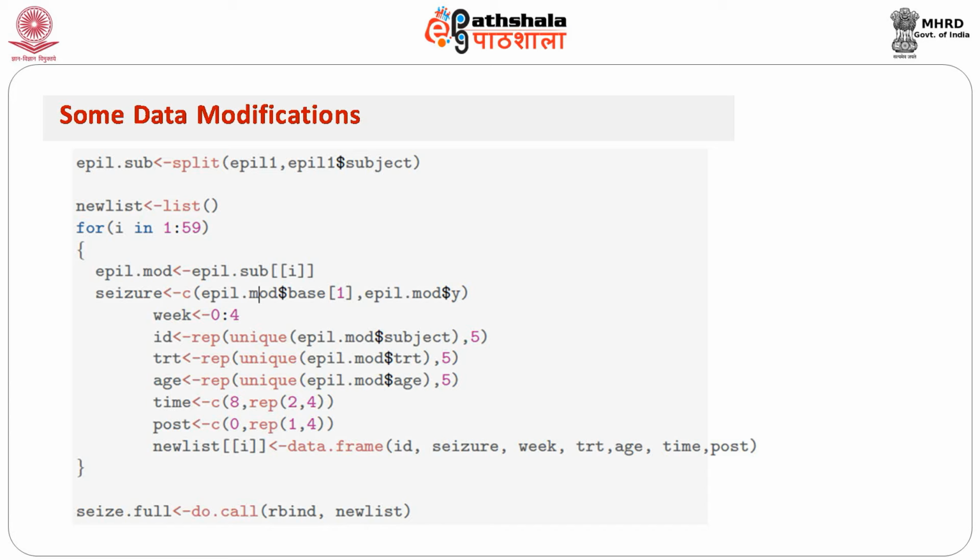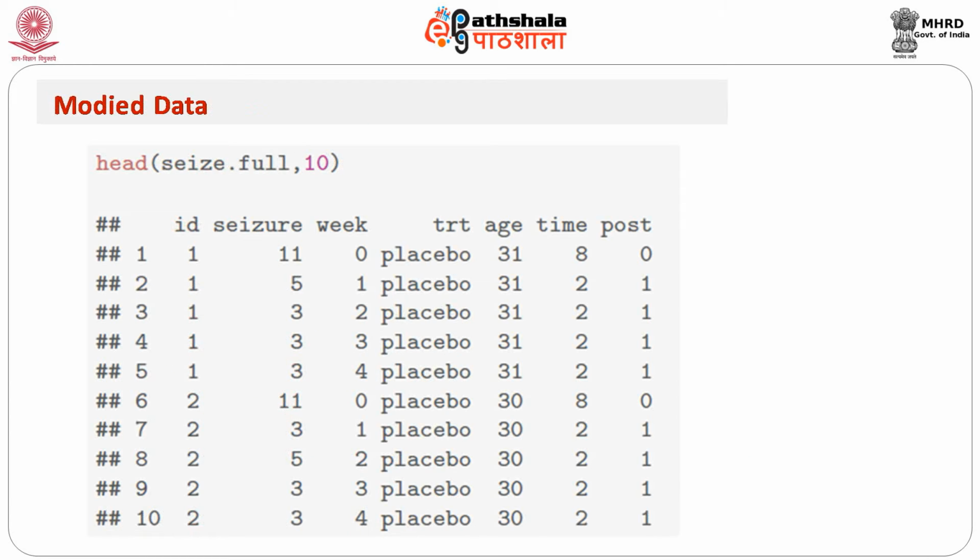So, it gives me the ID first. I have 5 IDs, and I have 5 measurements for ID 1 and 5 measurements for ID 2. Now, of the 5 measurements, 4 are for the placebo or Progabide, that is, for the experiment, and 1 is prior to the experiment, and we have seizure, which is nothing but the number of seizures. So, 11 is the number of seizures here.